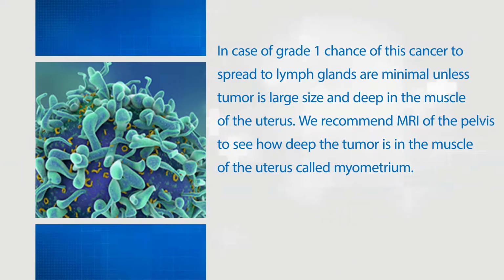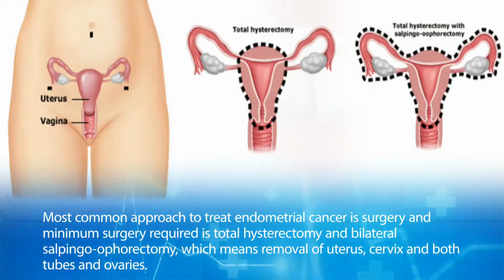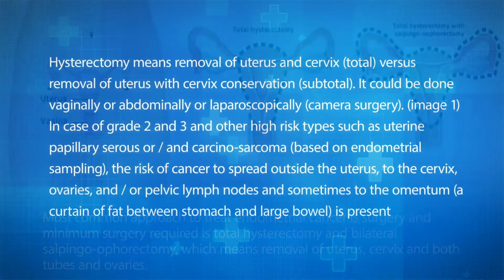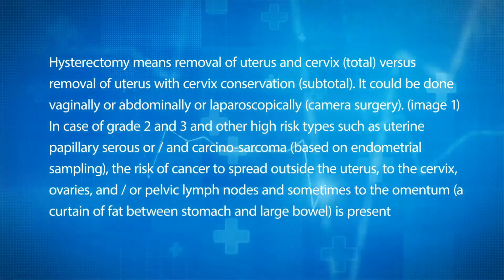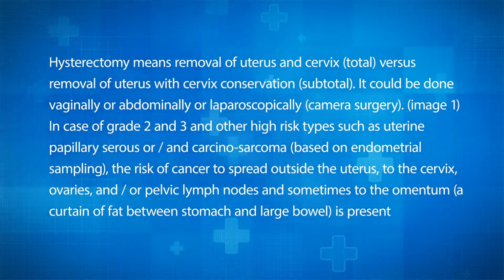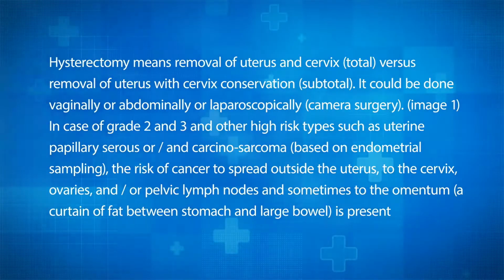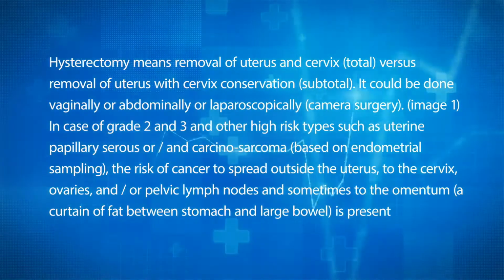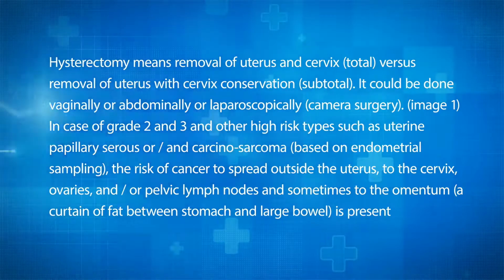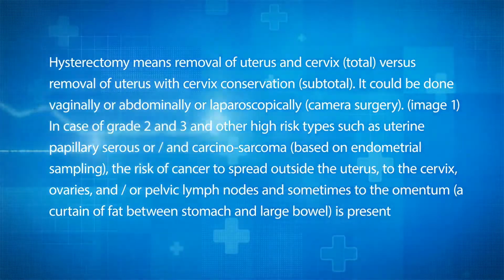The most common approach to treat endometrial cancer is surgery, and minimum surgery required is a total hysterectomy and bilateral salpingo-oophorectomy, which means a removal of the uterus, cervix, and both tubes and ovaries. A hysterectomy means removal of the uterus and cervix, total, versus removal of the uterus with cervix conservation, subtotal. It could be done vaginally or abdominally or laparoscopically, which is a camera surgery.